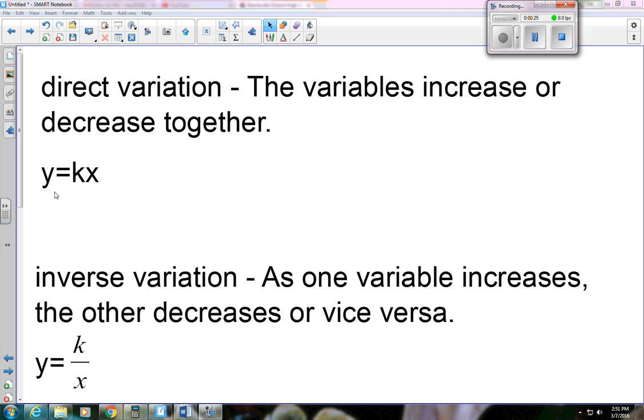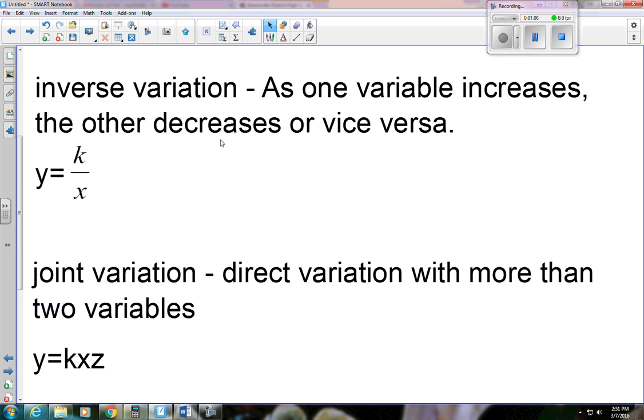So an example of this might be the number of hours you work and the amount of money that you earn. So we could say that the amount of money that you earn varies directly with the number of hours that you work. So if you make $10 an hour and you work for 3 hours, then you would make $30, or your constant rate of $10 times the number of hours you work makes your total amount of money earned vary. So that's called direct variation. As one increases, the other increases, or as one decreases, the other decreases.